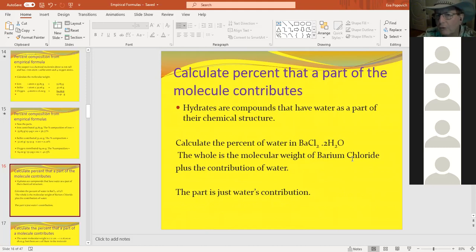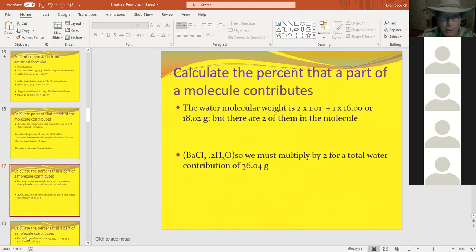If I want to know what the water's contribution is, all I have to do is find out what water's formula weighs, multiply that by 2, and then divide it by the whole thing. That will give me the percent of water in BaCl2·2H2O. Water's molecular weight is 2 times 1.01, the hydrogen contribution, and 1 times 16. I add these two contributions together, I have 18.02, but there are 2 of them in that molecule. So water's contribution is going to be 36.04 grams.